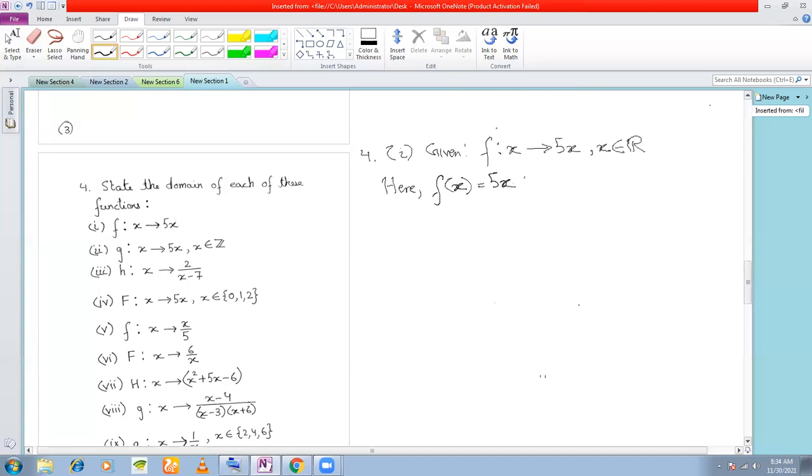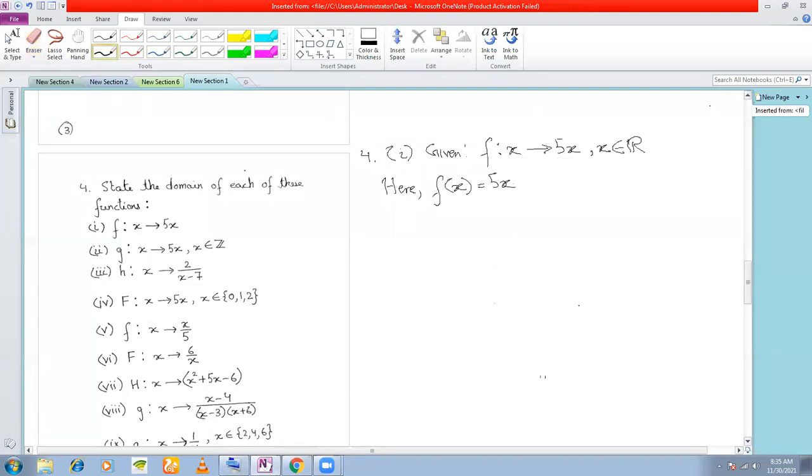Because f(x) is equal to 5x in this case, this is the domain set, this is the codomain set, right? Whenever a function is given, this is the way you write. f: x to 5x, because this notation is for from the domain set to the codomain set. So here you have f(x) is equal to 5x.